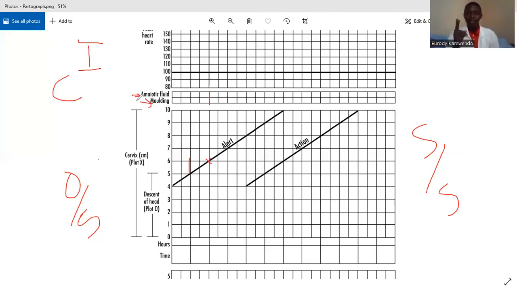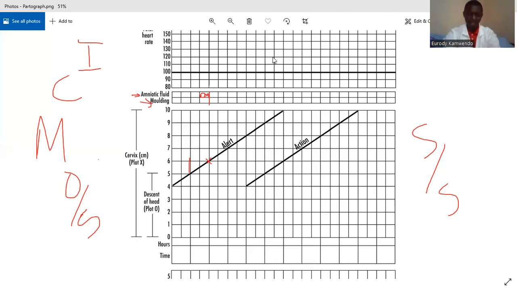However, when you go in with 2 fingers, you may find that the amniotic fluid is meconium stained, meaning it is mixed with the feces of the baby. You are going to indicate with an M here. It shows that the amniotic fluid is meconium stained. If it is old meconium, you indicate with OM like this, and this shows that it is old meconium.